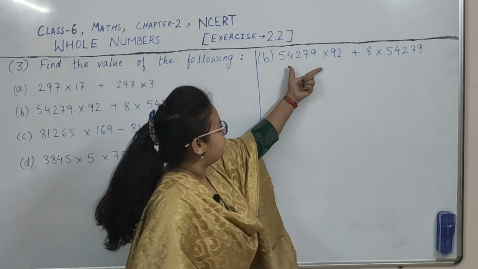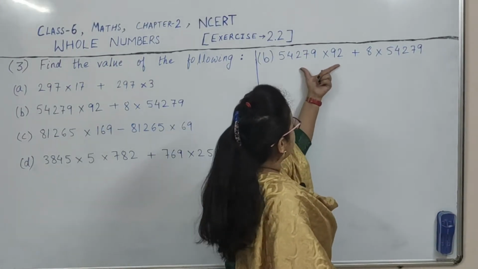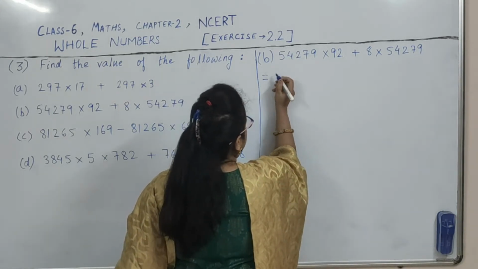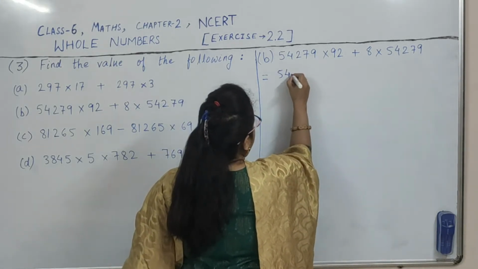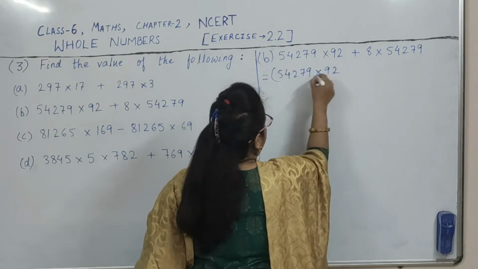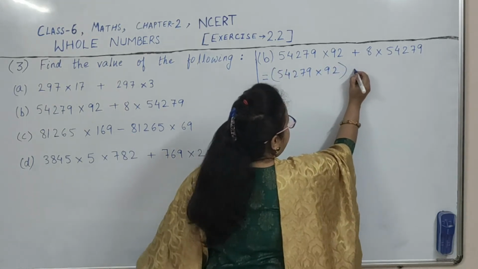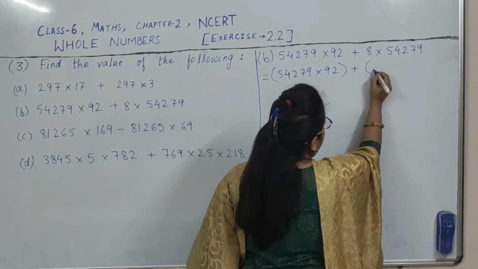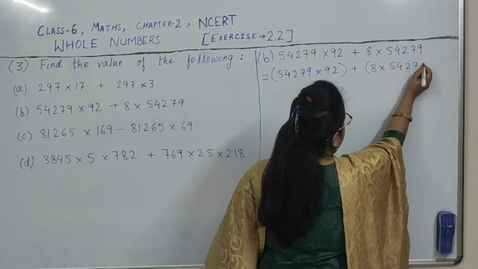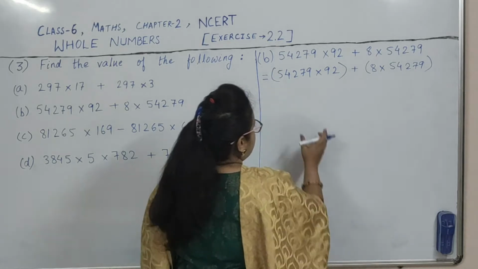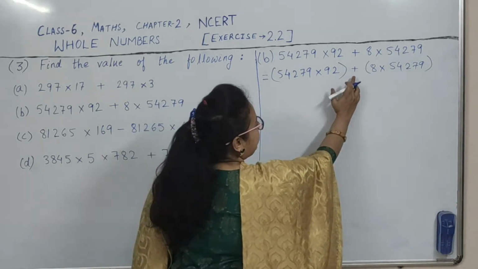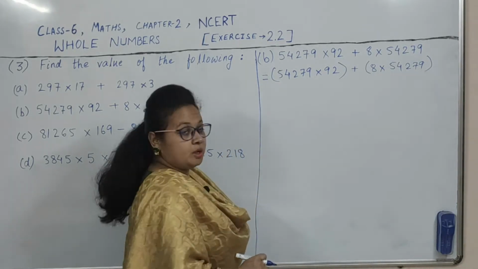See, in this question we have two terms. This one is the first term and this one is the second term. We will take these two terms in brackets. 54279 into 92 is the first term, separated by a plus sign. And this one is the second term, 8 into 54279. So these two terms, first term and second term, are separated by a plus sign.